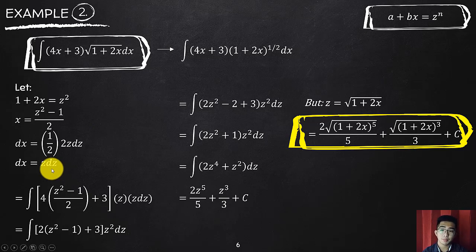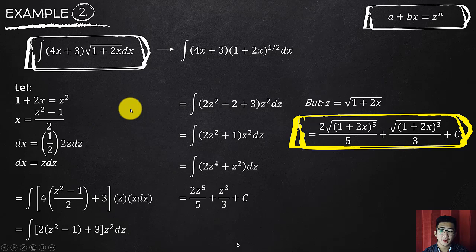So we now have an expression for the substitution of x, and we now have an expression for the substitution of dx. So we can now replace the original variable of the problem with z. So to do that, what do we do this time? 4 times x, what is x? z squared minus 1. So 4 times z squared minus 1 plus 3. Okay. What is this? 1 plus 2x, correct? Square root of 1 plus 2x.